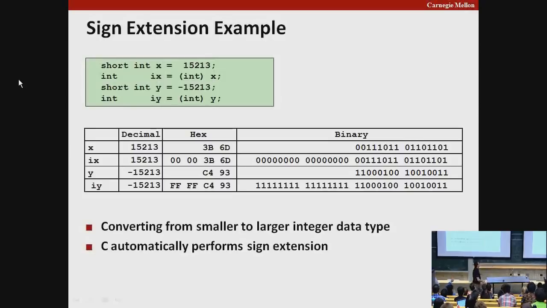And so here we see a sign extension example. No magic to this. I have 15, 2, 13. When I sign extend, the 0 extends to a 0. I have -15, 2, 13. When I sign extend, the 1 expands to more 1s.